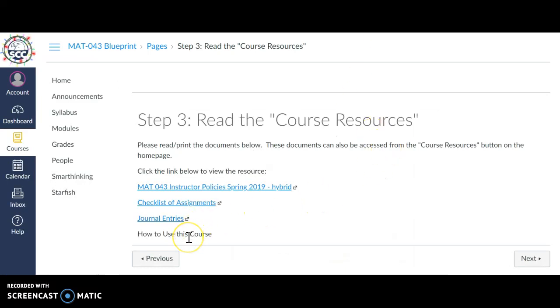Lastly, there's a video, how to use this course. Make sure that you watch this video as it will go into more detail about the course resources, the things that you'll be using in MyMathLab, and how to actually navigate through Canvas and MyMathLab.